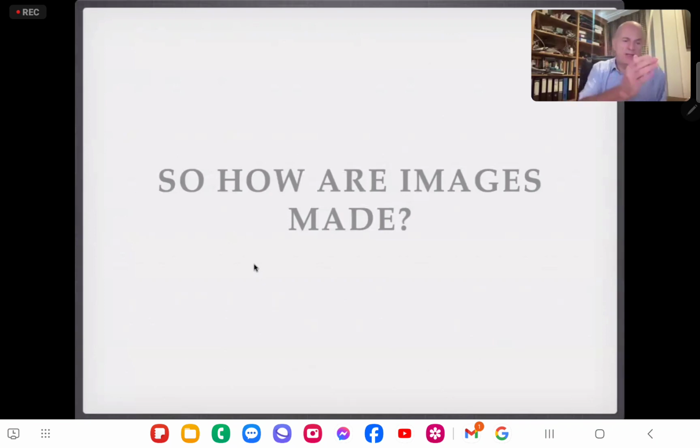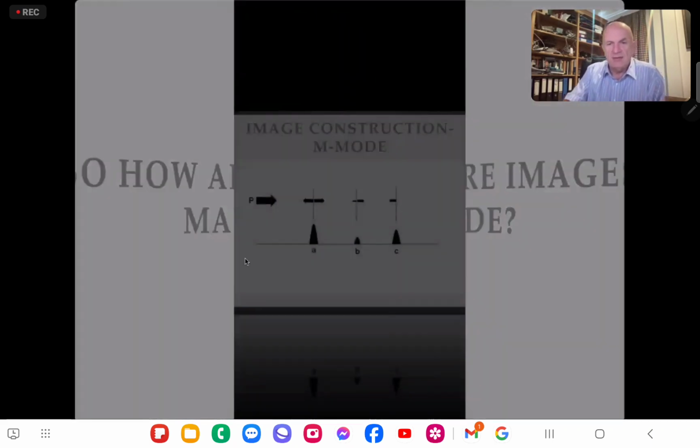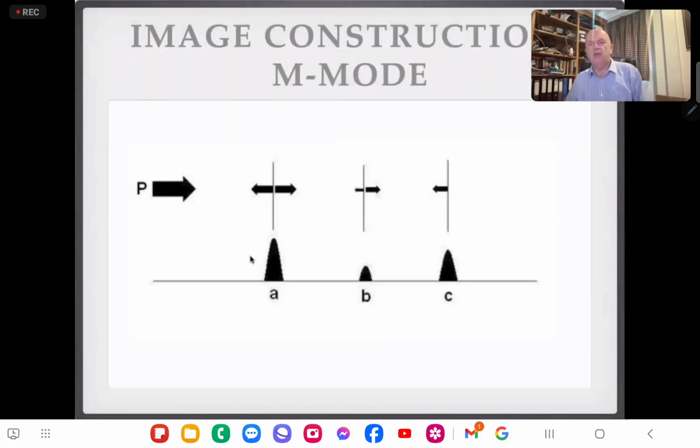Good. So that's roughly what waves do, how you make them. How do you make images? So you know this, you make 1D images, which are M mode, 2D images, which are grayscale images, and 3D images. They all work on the principle that this £100,000 you have just spent on your new Echo machine, £100,000, you've just bought yourself a stopwatch. That's the principle this whole thing works on.